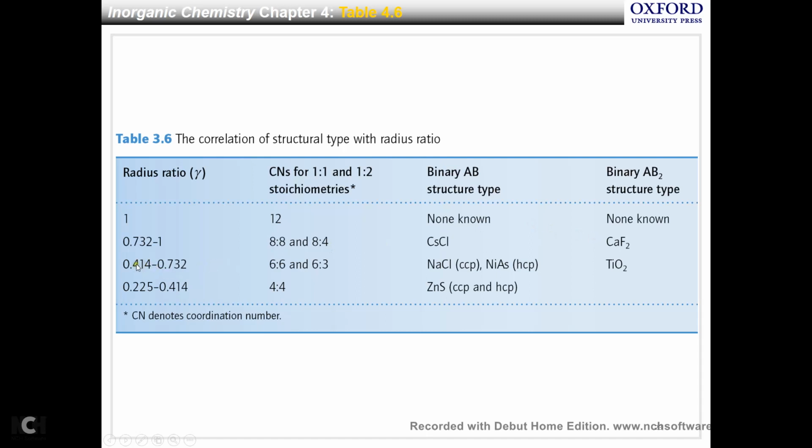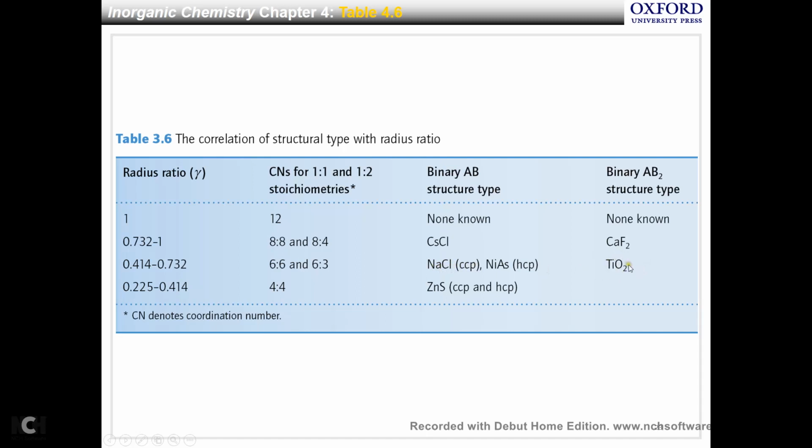If the ratio is between 0.4 and 0.7, then we'll have the coordination numbers of 6 and 6 for sodium chloride in this case. Again, there's a 1-to-1 ratio here. Each sodium is surrounded by 6 chloride. Each chloride is surrounded by 6 sodium plus.